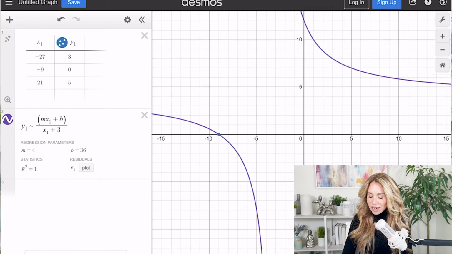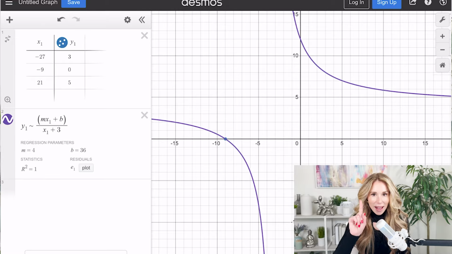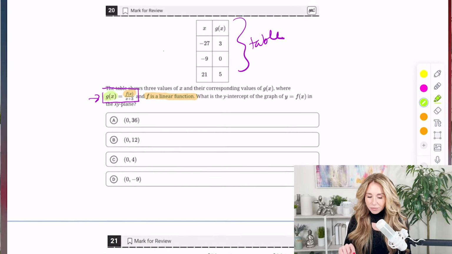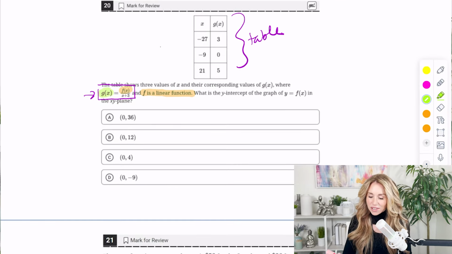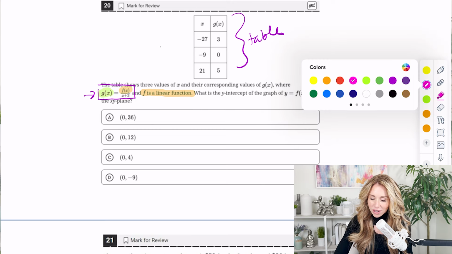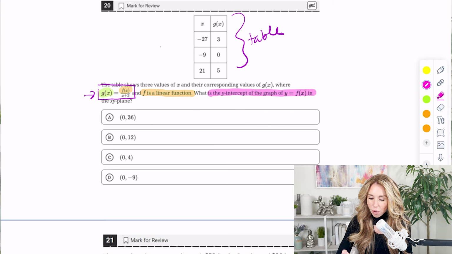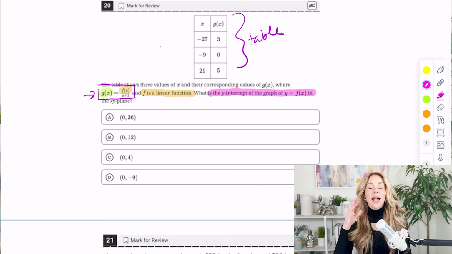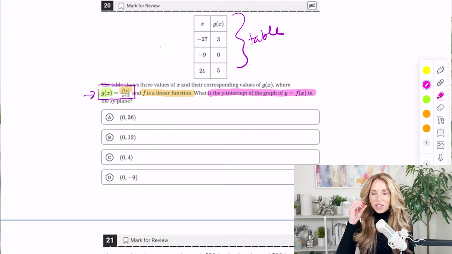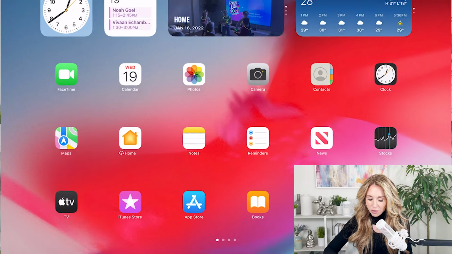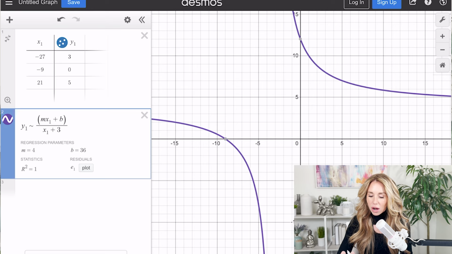Now, as you can see, here's my graph. If we go back, though, to the question, that's a graph of g of x. They said, what is the y-intercept of the graph of y equals f of x? So they want the y-intercept of just the f of x, not g of x. So if you go here and you say, oh, the y-intercept is 12, you're going to be wrong because that's the y-intercept of g of x.